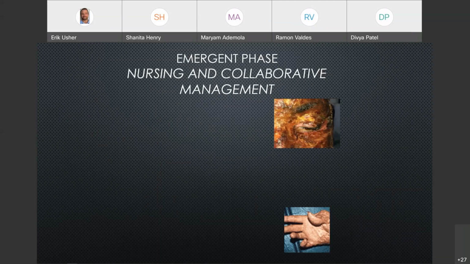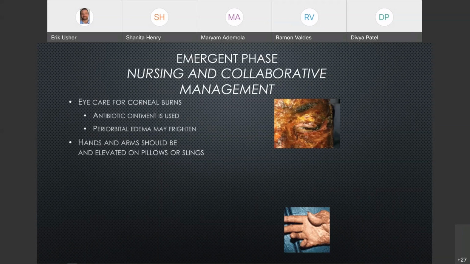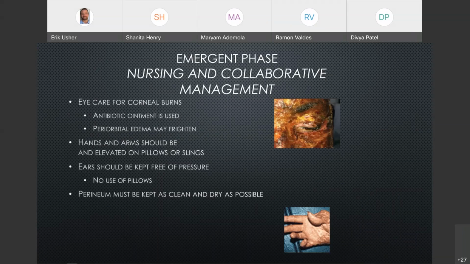Again, nursing and collaborative management: eye care for corneal burns. Antibiotic ointments are used. Periorbital edema may frighten the patient, so we can give them some compresses to hopefully minimize that. Hands and arms should be elevated on pillows or slings. Again, we want to minimize the edema. And ears should be kept free of pressure, so we don't usually use pillows. The perineum must be kept as clean and dry as possible. Again, that is really a vector for infection in that perineal area if it's moist, particularly with any fecal matter, so we keep them nice and clean.